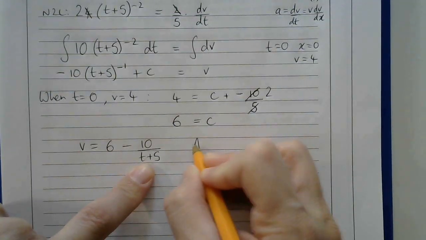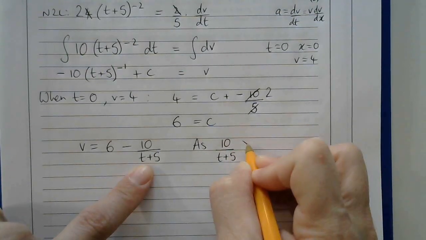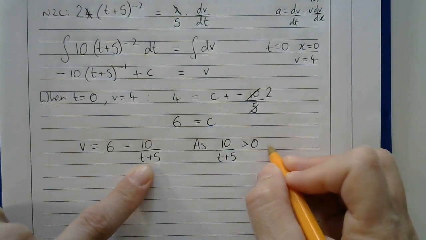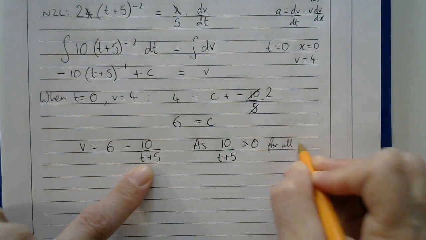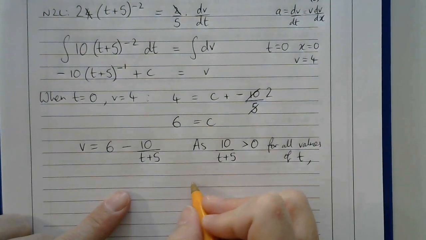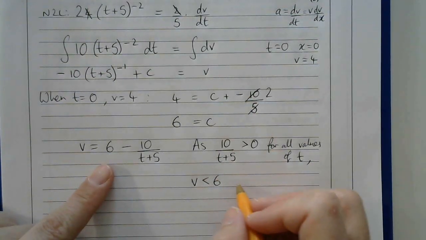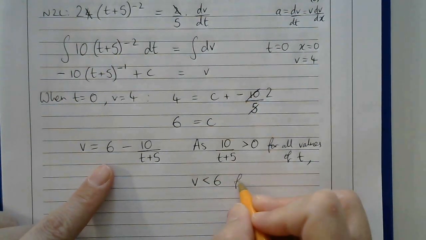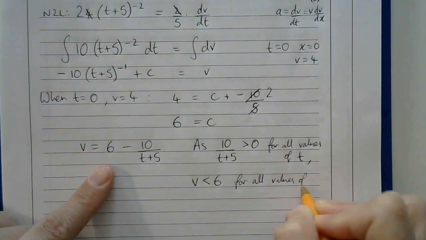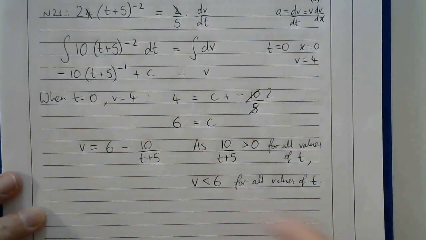So as 10 over (t plus 5) is bigger than 0 for all values of t, v will be less than 6 for all values of t. Okay, so that is part A, that's worth 5 marks.